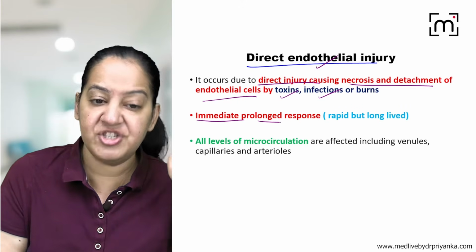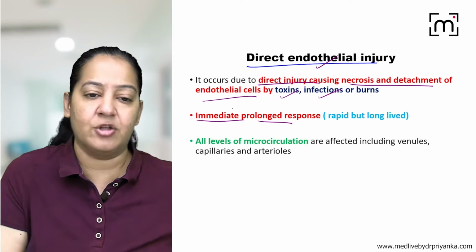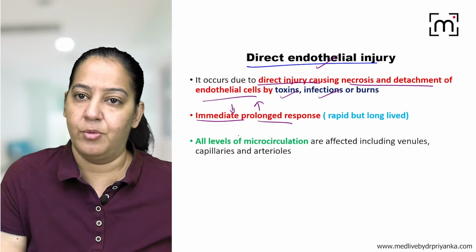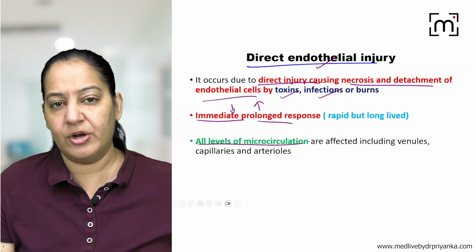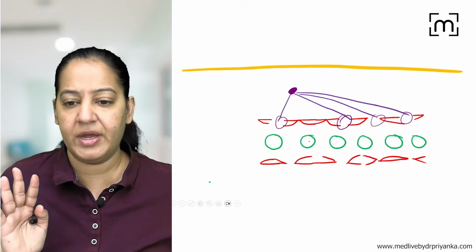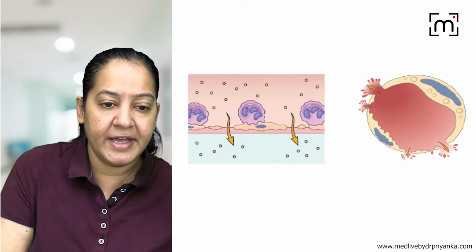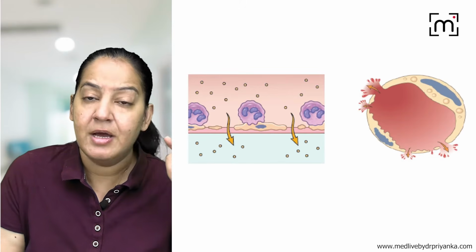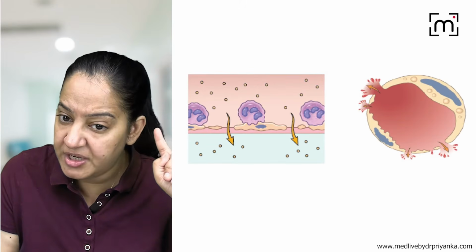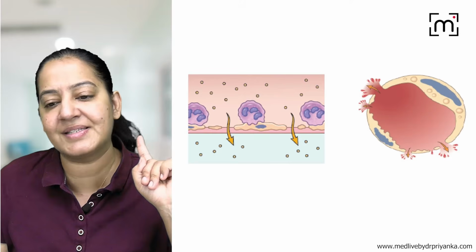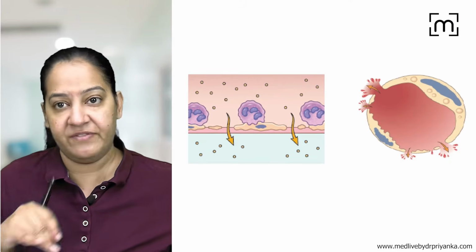Now this one is immediate but prolonged. So it occurs immediately, the onset is early, but the duration is more. And it occurs at all microcirculation levels, not only at venules. The same you can see here also. The injurious agent is creating the gaps. Now the point is that it can be at junction, it can be at non-junction. It is not necessarily at junction only like the previous case.